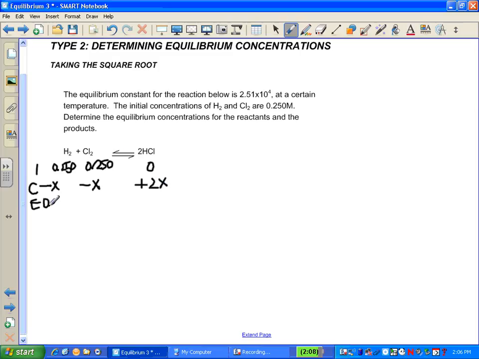Now what we can do is record these equilibrium concentrations in terms of x. So H2 is going to have a concentration at equilibrium of 0.25 minus some value of x, which is the same for the concentration of the Cl2. The concentration of the HCl at equilibrium is going to be equal to 2x. So if our goal is to determine what the actual equilibrium concentrations are, we need to use an approach where we're able to solve for x. To solve for x, what we're going to do in all cases is sub into the equilibrium law.